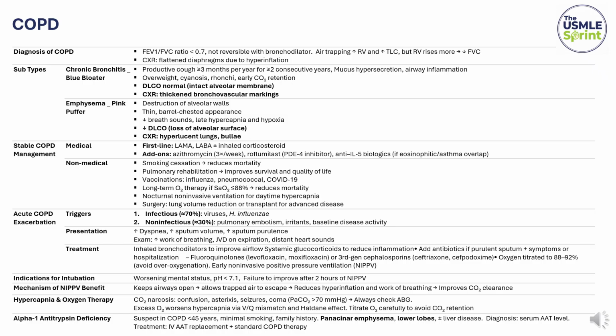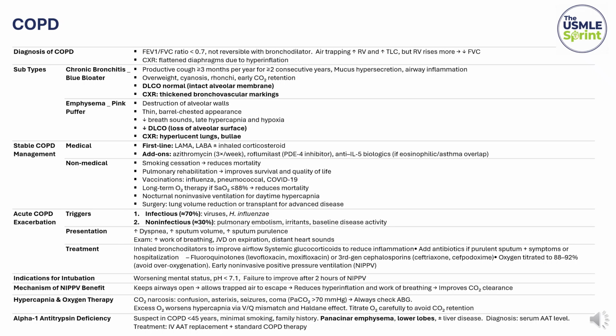Hypercapnia can lead to confusion and asterixis, called carbon dioxide narcosis. When the PaCO2 exceeds 70 millimeters of mercury, patients may develop somnolence, seizures, or coma. Always check an arterial blood gas. Excess oxygen in severe COPD can worsen hypercapnia by redirecting blood flow to poorly ventilated lung regions and by displacing carbon dioxide from hemoglobin. That's why oxygen must be titrated and never given at full flow without monitoring.